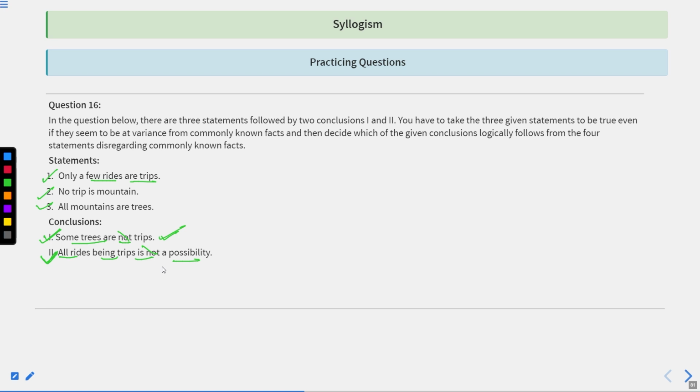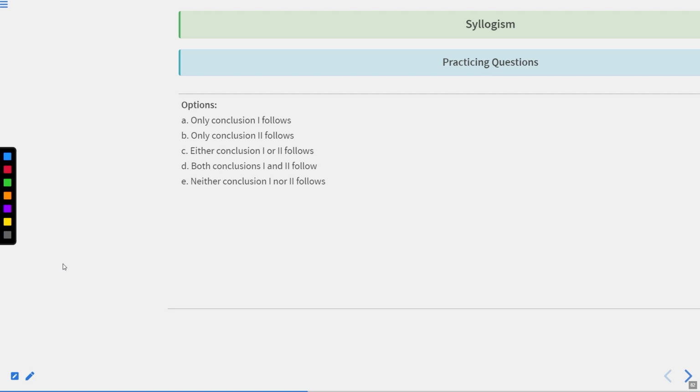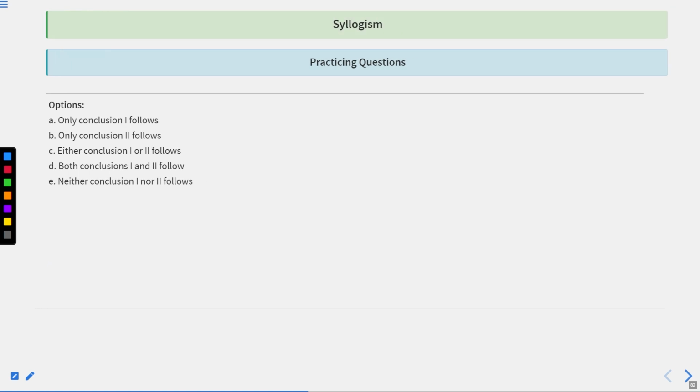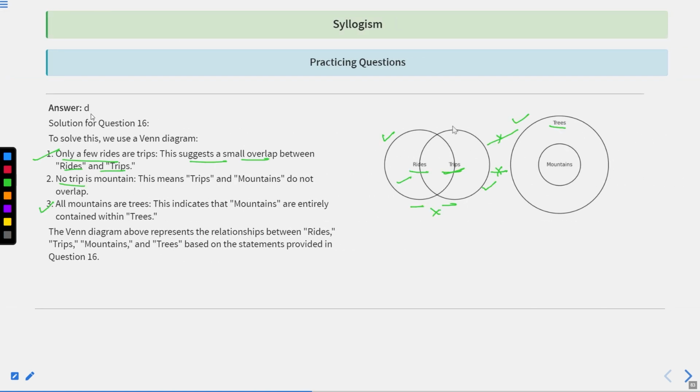Now, both the statements, although mentioned in a negative sense, are not trips and not a possibility. Still, both the statements are correct. So the answer would be both conclusion 1 and 2 follow. Both conclusion 1 and 2 follow. So I suppose you've understood this question 16 also. And if there is any confusion, you can try to understand this again by the use of the Venn diagram.